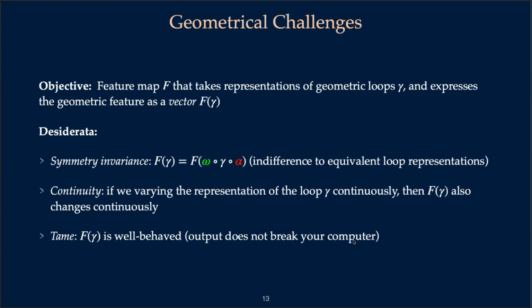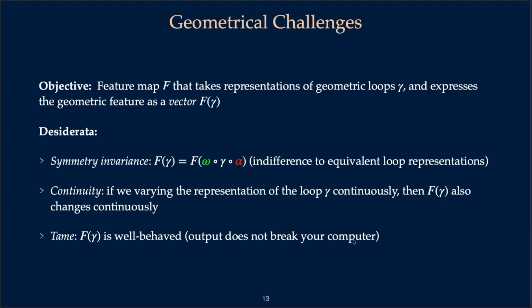So if I vary my representation of the loop gamma continuously, then my feature vector should also change continuously. And the last thing is tame. So I want this to be, well, we'll get onto what that means in a bit. But basically, it means that the output does not break a computer, right?